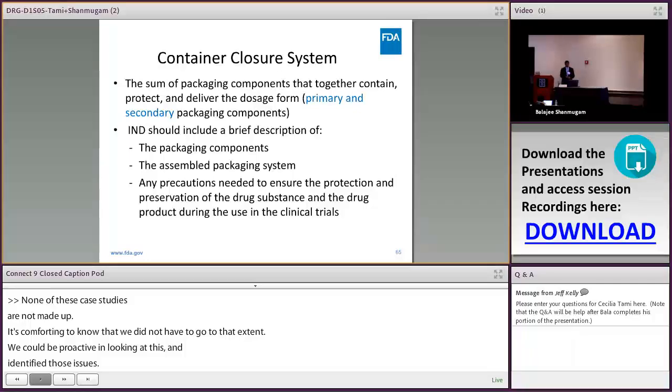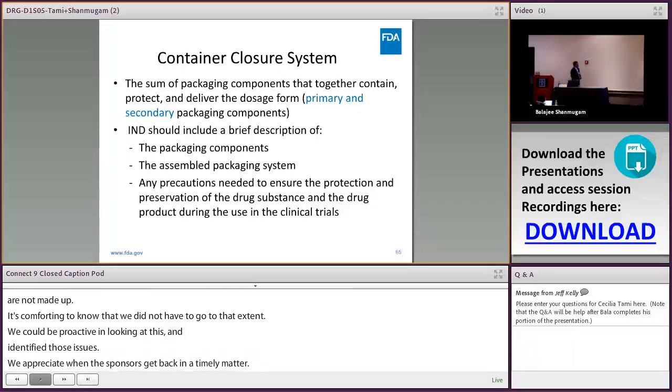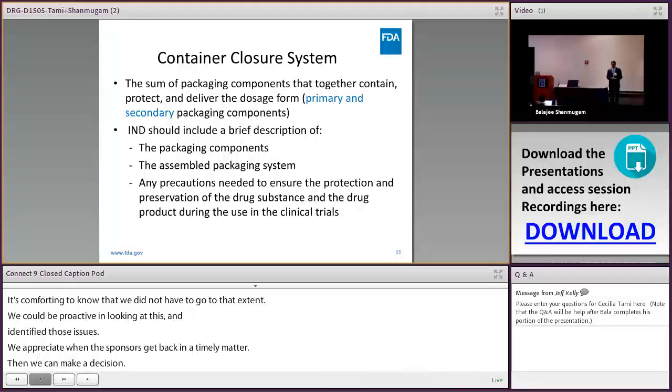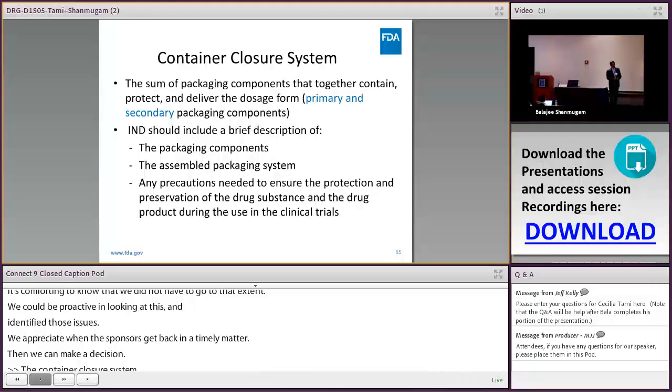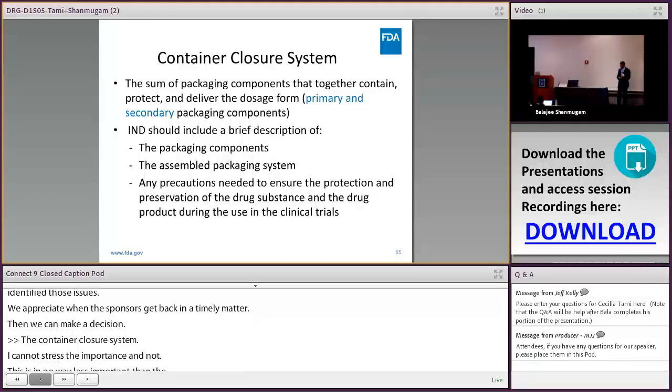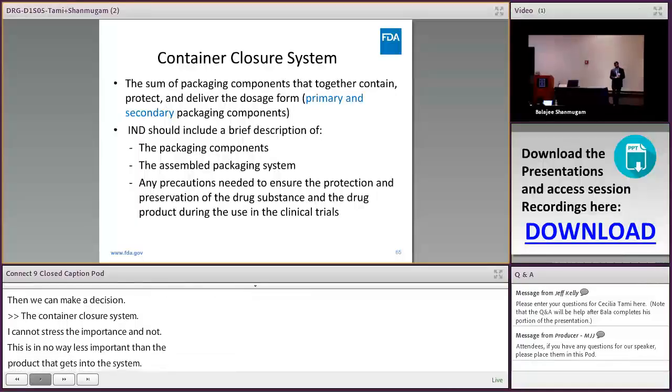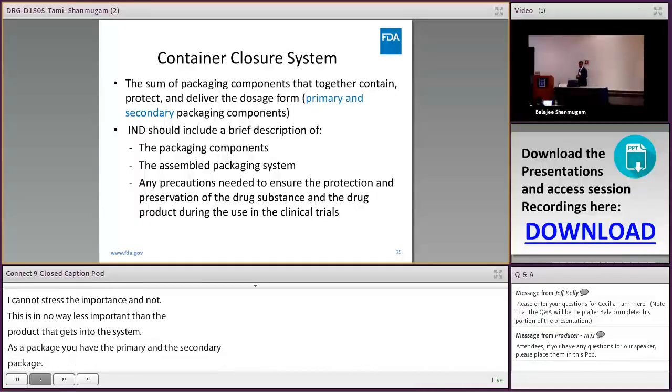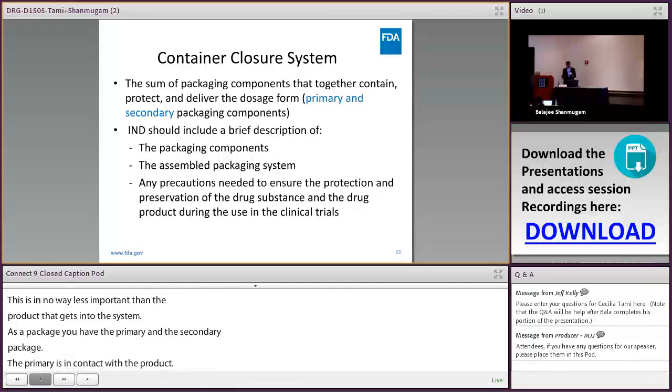Container closure system. I cannot emphasize enough the importance of the container closure system. This is in no way less important than the product that gets into this container closure system. So as a package, you have the primary and the secondary packaging. The primary is like a bottle or a vial, which is in direct contact with the product, and then the secondary packaging. Now, secondary packaging gets equally important in certain instances because it adds another layer of protection for your drug product over its shelf life.